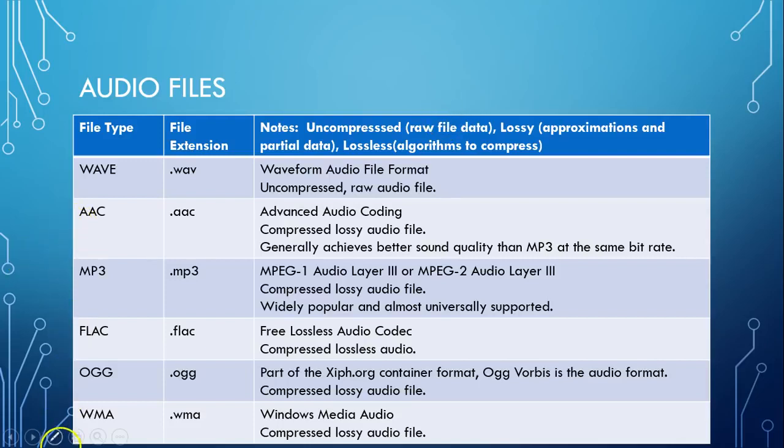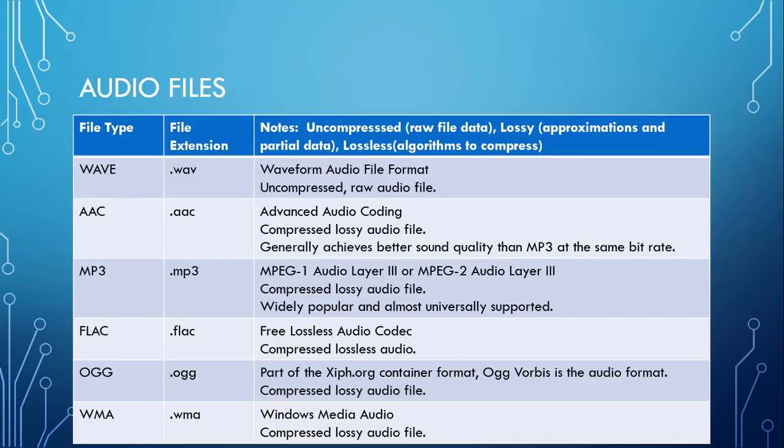Then let's move into some of these compressed formats here. We have AAC, which is Advanced Audio Coding, which is a compressed lossy file. And they generally achieve a better sound quality than MP3 at the same bitrate. AAC is used in things such as iPhones, iPads, YouTube. They use a lot of AAC because of the better sound quality.